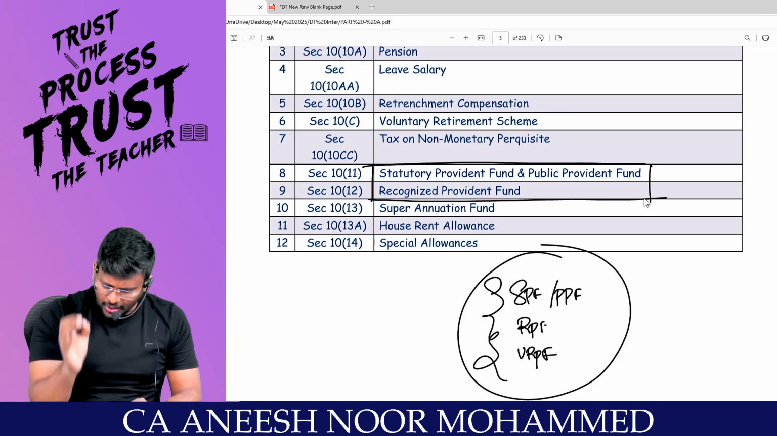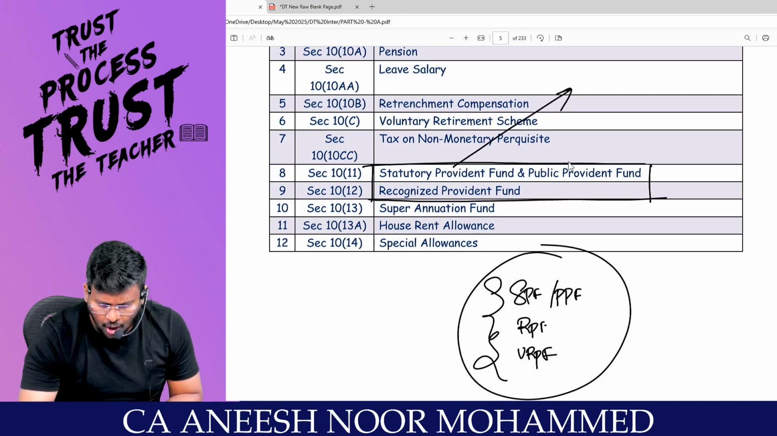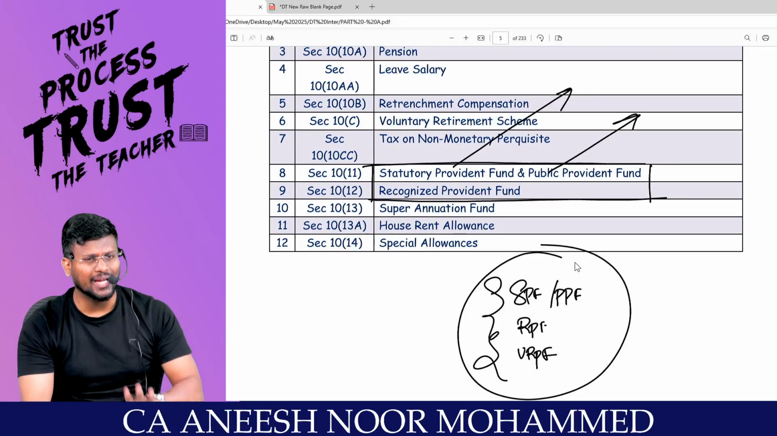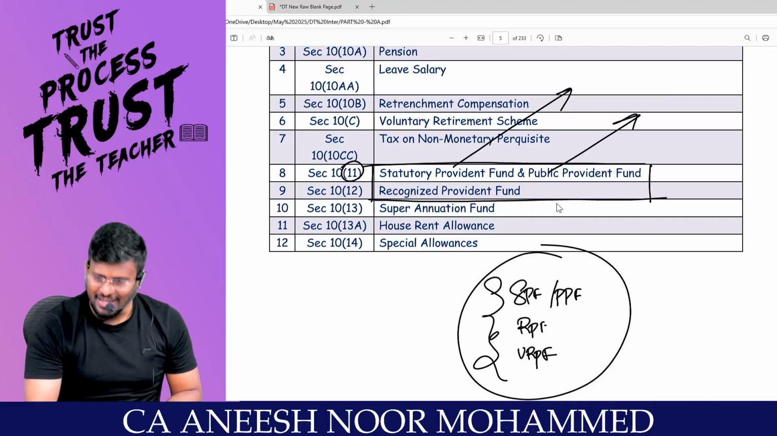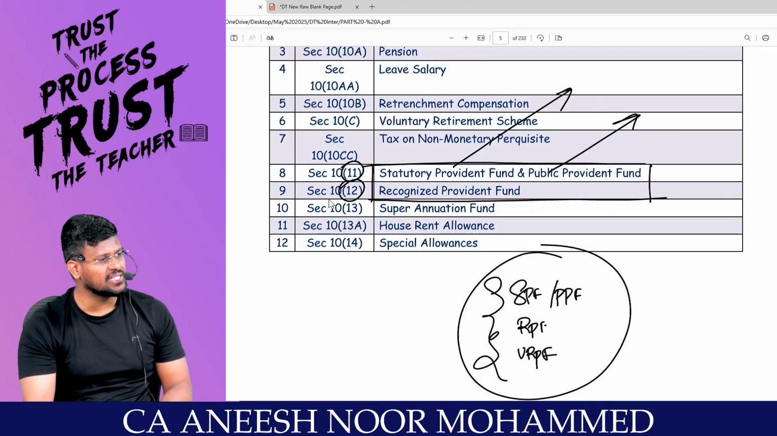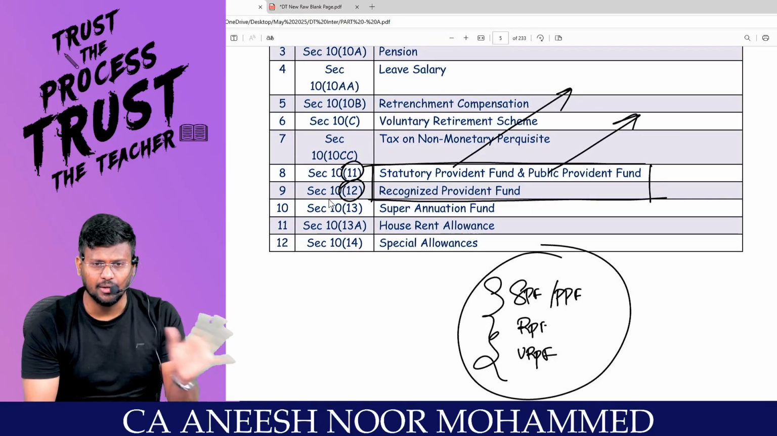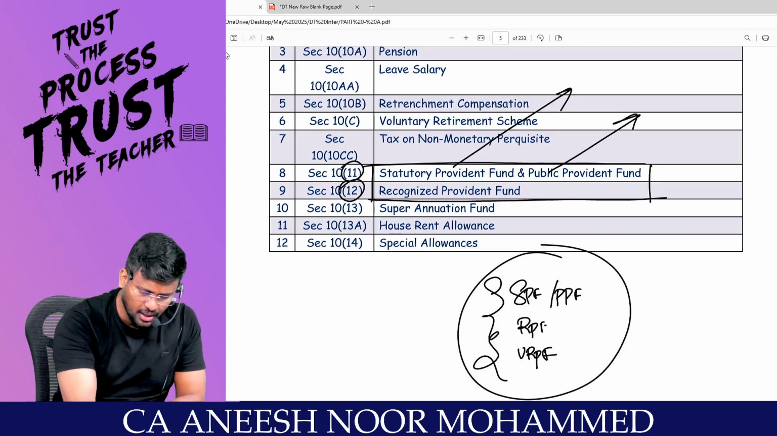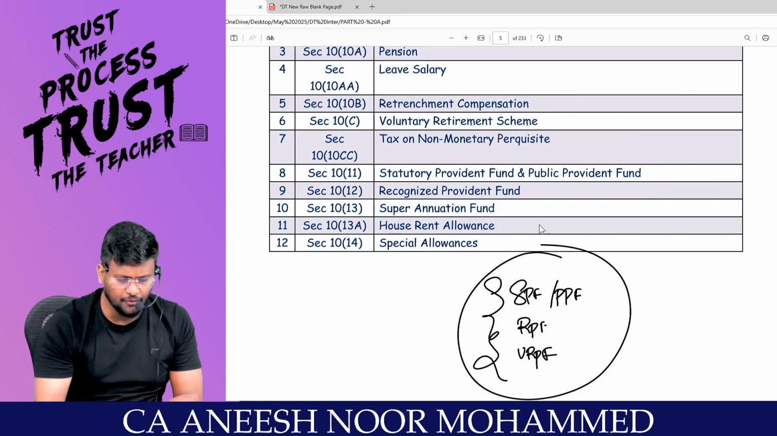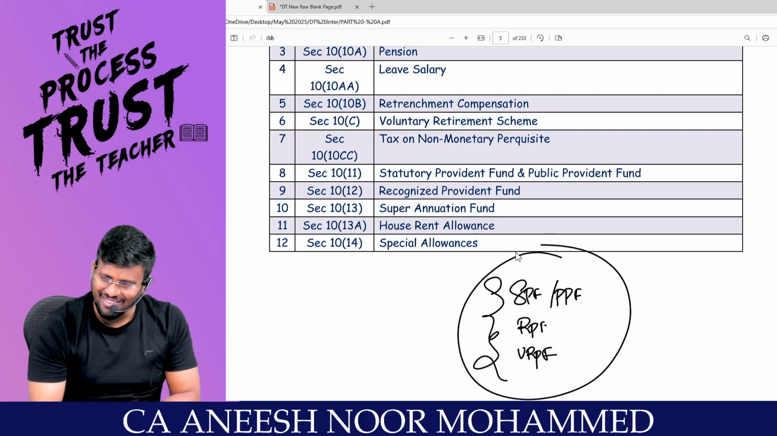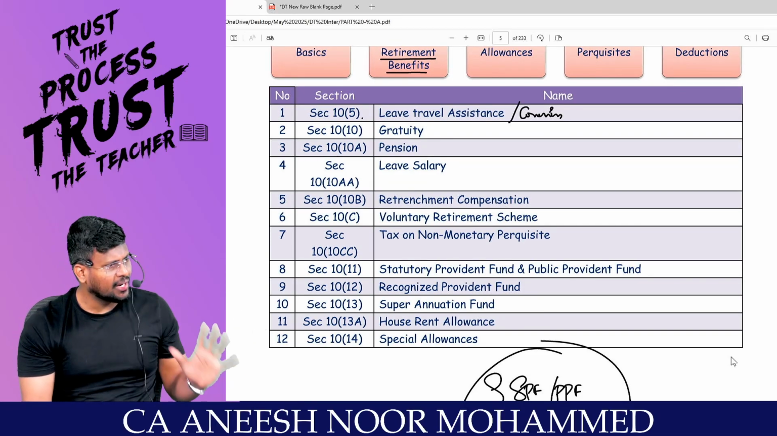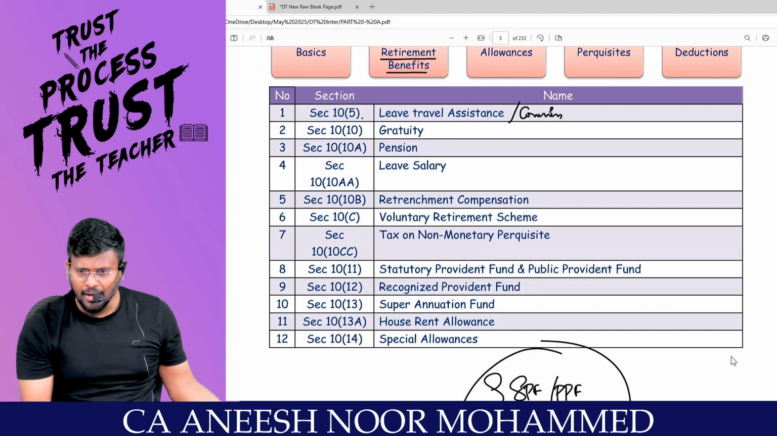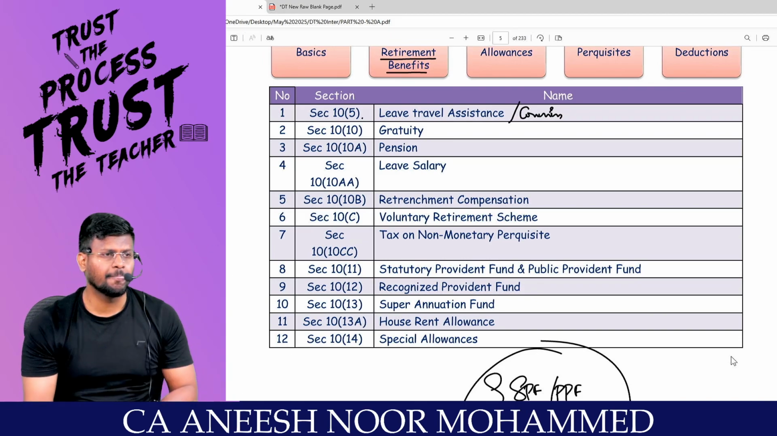So if you are putting the money in the Statutory Provident Fund or Public Provident Fund, you are entitled to get exemption under section 10(11). Whereas if you are putting the money in the Recognized Provident Fund, you are entitled to get the exemption under section 10(12). Are you getting it? So what is section 10(11)? Statutory Provident Fund or Public Provident Fund. What is section 10(12)? Recognized Provident Fund. So if you are putting the money in the provident fund and withdrawing money from the provident fund at the time of retirement, you are entitled to get exemptions.